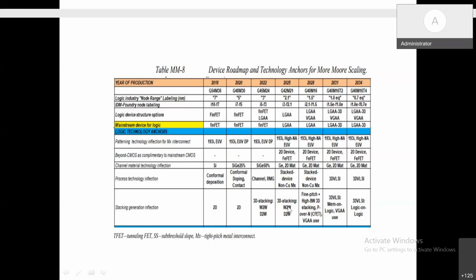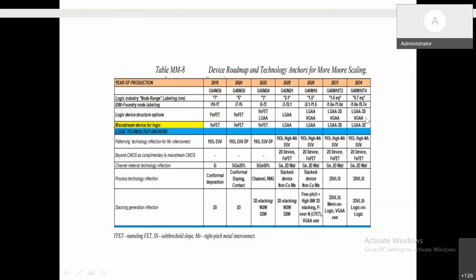This is actually the roadmap. I just want you to see that in 2022, they are talking about FinFET and LGAA. But in 2025, they are actually talking, these are all the foundry nodes, LGAA only. FinFET will go off in 2025. And in 2028 and 2031, they are talking about LGAA and VGAA and 3D structures for your LGAA at 2031.